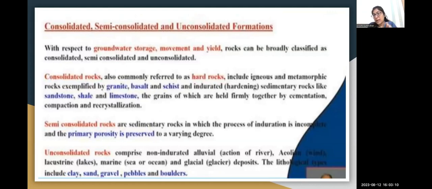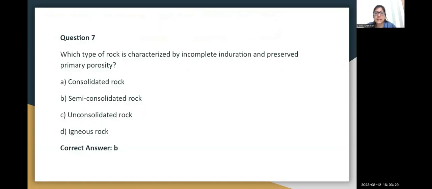Now, semi-consolidated rocks are those rocks, like sedimentary rocks, which do not undergo a complete process of hardening. They are hardened, but the hardening is incomplete, because of which pores are more in such semi-consolidated rocks. And unconsolidated rocks are rocks that are not cemented together properly. They can be disintegrated very fast, like the alluvial and everything. So here the question was incomplete induration and preserved primary porosity. It is semi-consolidated rock. The answer is B.